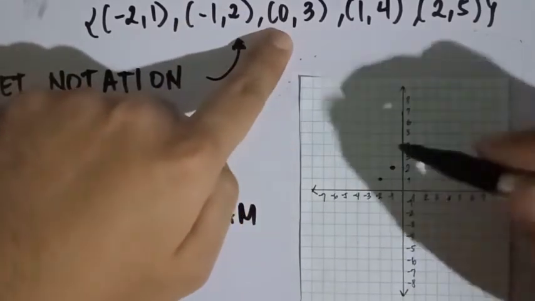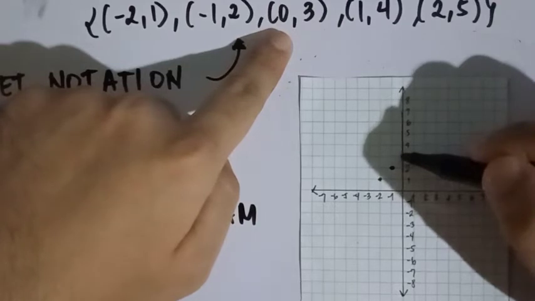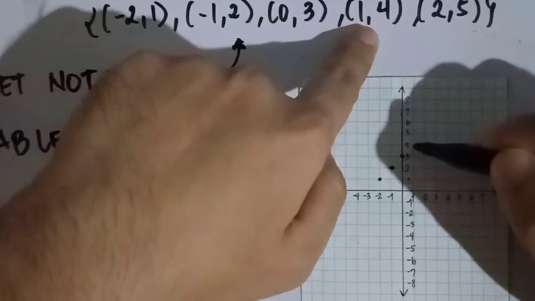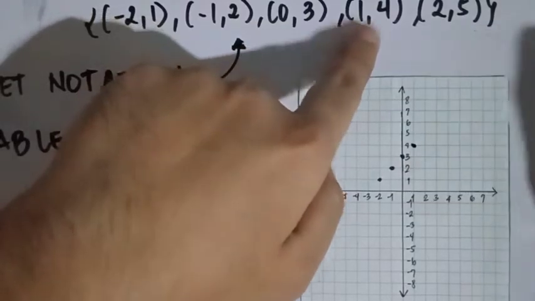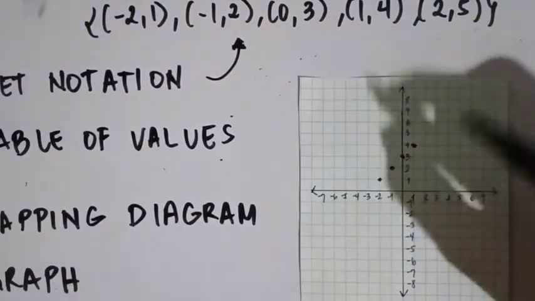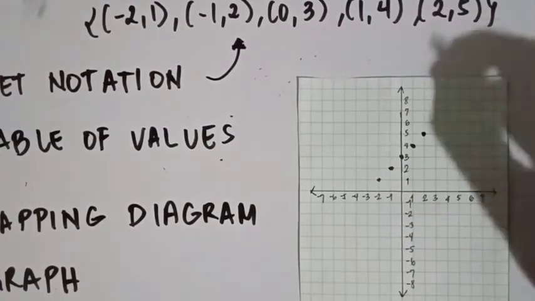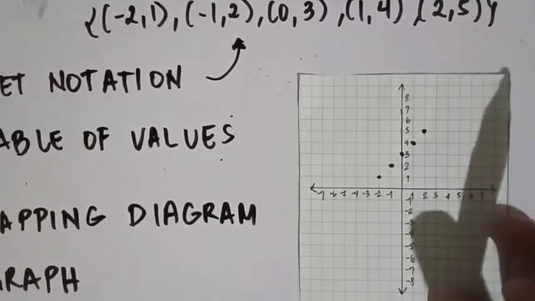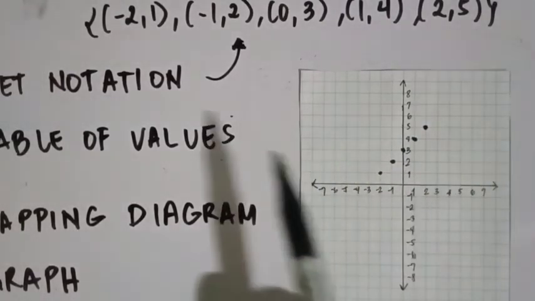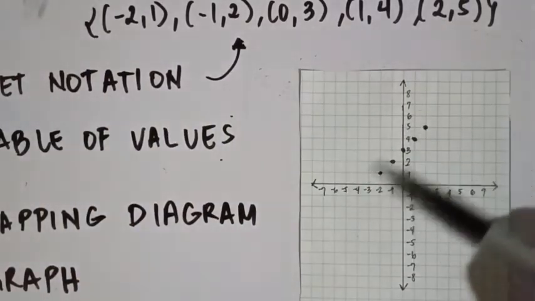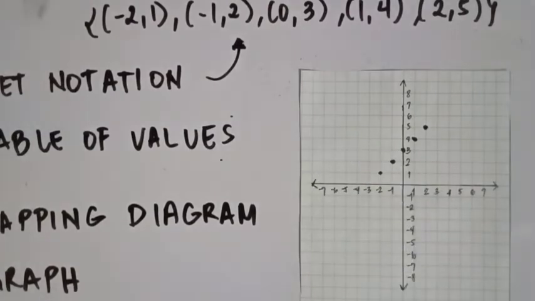So, 0, 3. So, 0, tapos 3. Dito siya. Tapos, 1, 4. 1 sa x, tapos y naman sa 4. Ayan. And then, finally, 2, 5. 2 sa x at 5 naman sa y. So, dito natin ilagay. So, ito yung graph ng given relation. Okay? So, lahat ng points ay nandito sa iisang Cartesian plane. This is the relation in graph form.